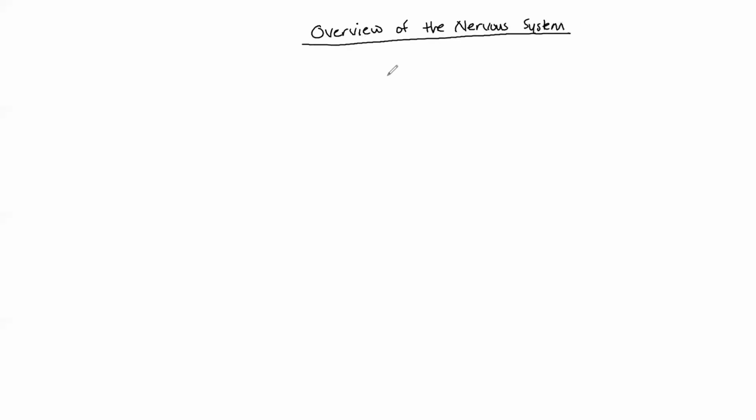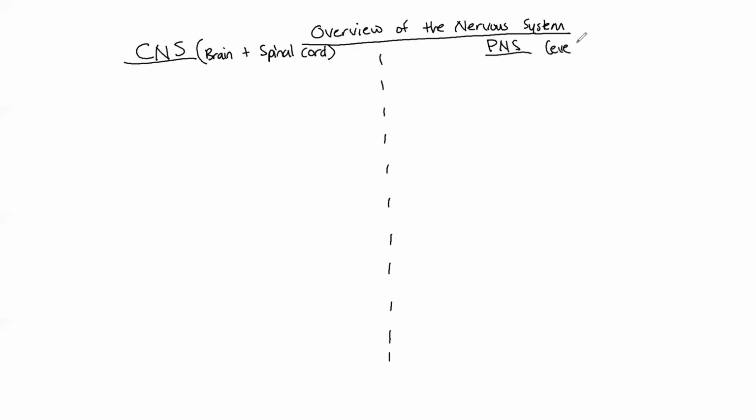In chapter 9, we spent a lot of time speaking about the central nervous system, which is pretty much brain and spinal cord. And we introduced the idea of the peripheral nervous system as well. The peripheral nervous system is pretty much everything outside of brain and spinal cord.